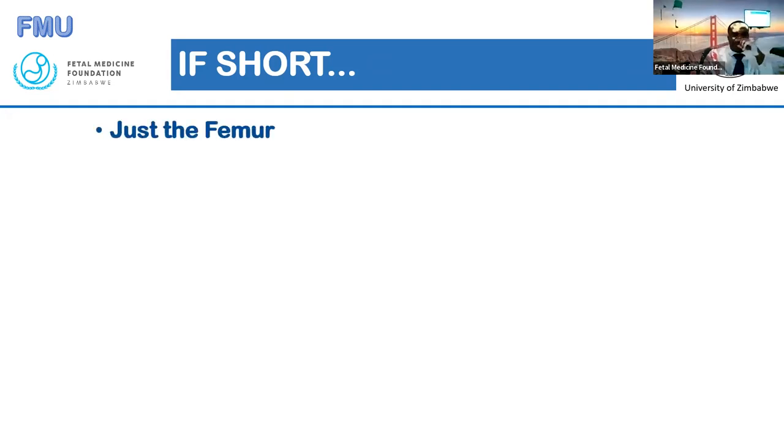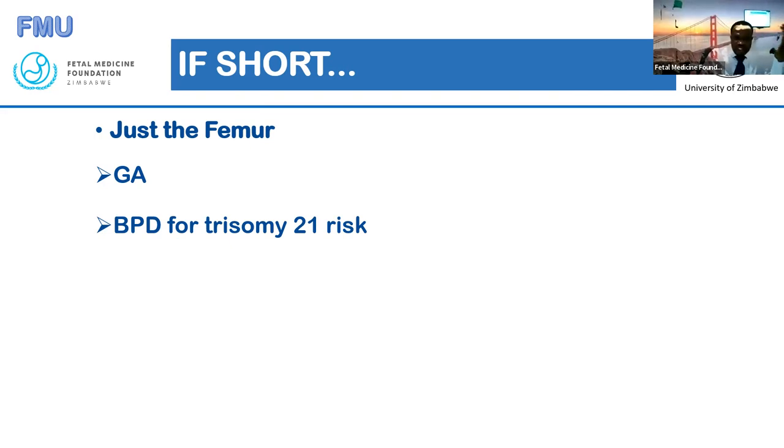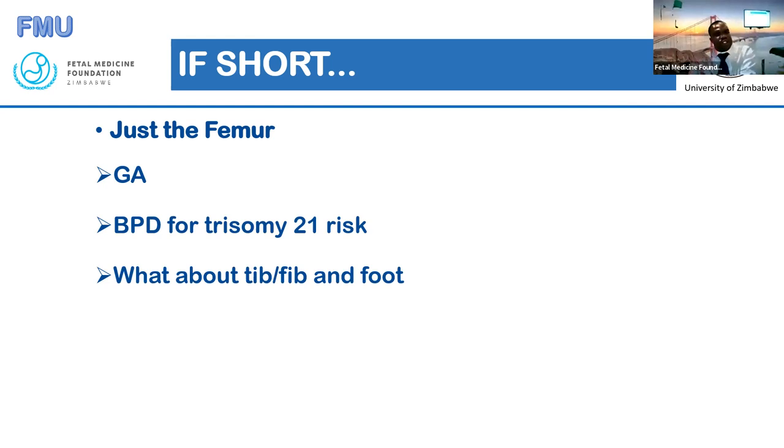The next point is to say, in comparison to the gestational age, how is that femur? Is it below the third centile? Is it within 2 to 3 standard deviations, or is it beyond 6 standard deviations? That alone has a bearing in terms of trying to understand the lethality of the condition. We also need to compare that femur to the biparietal diameter to screen for trisomy 21 risk. So if we find that the femur is short, within this standard deviation, we would go on further to evaluate other bones.